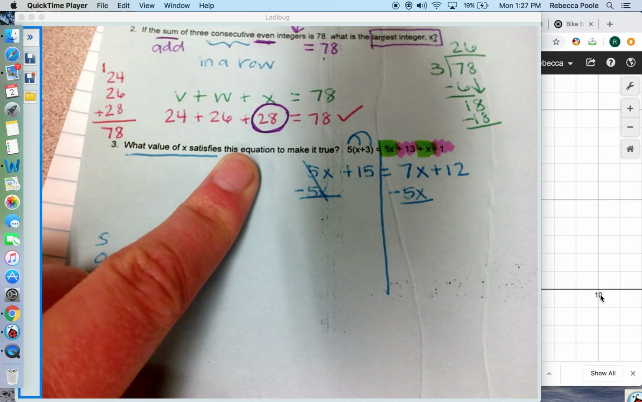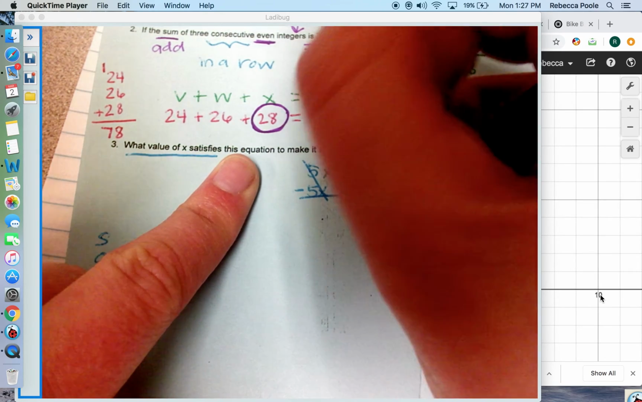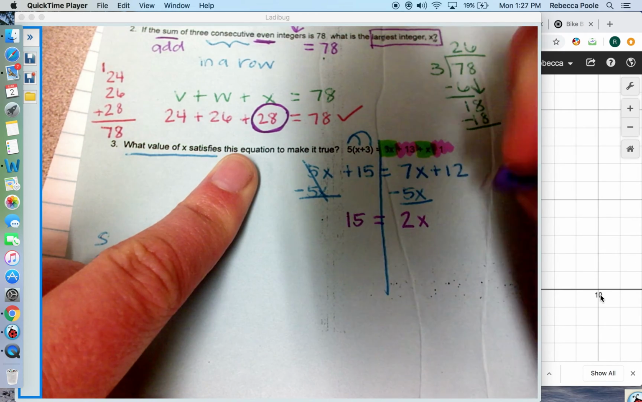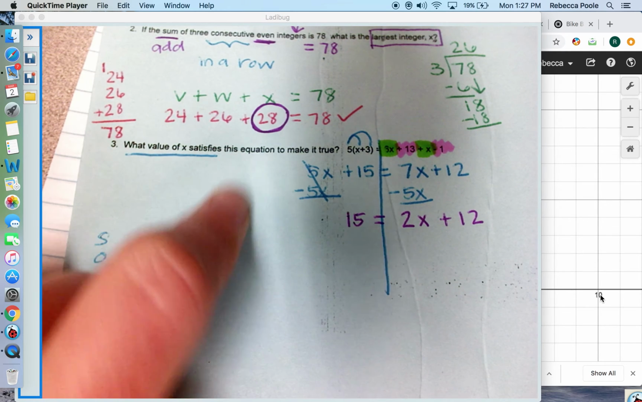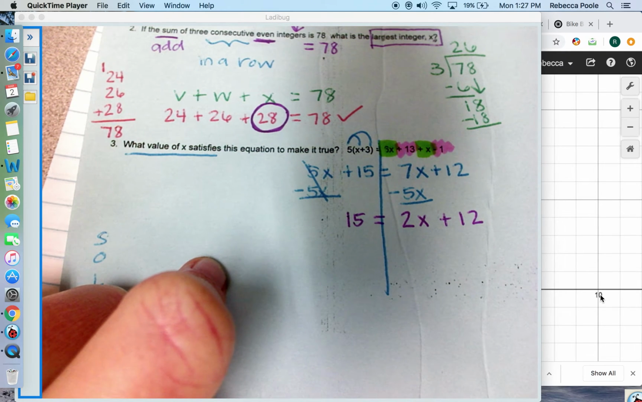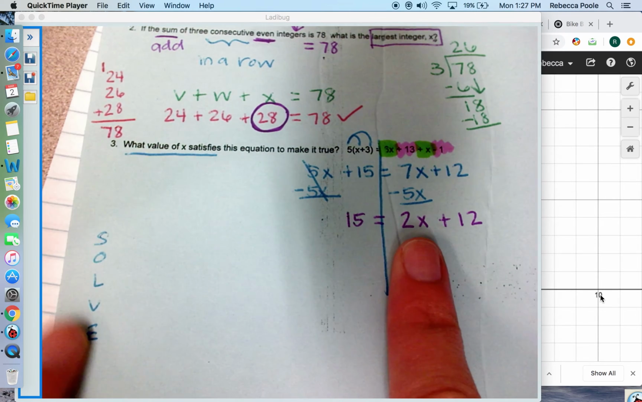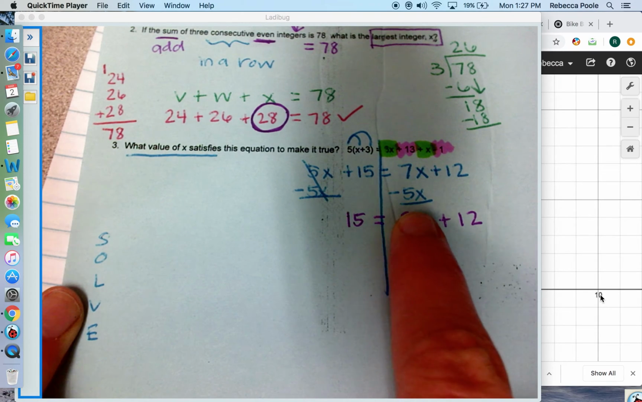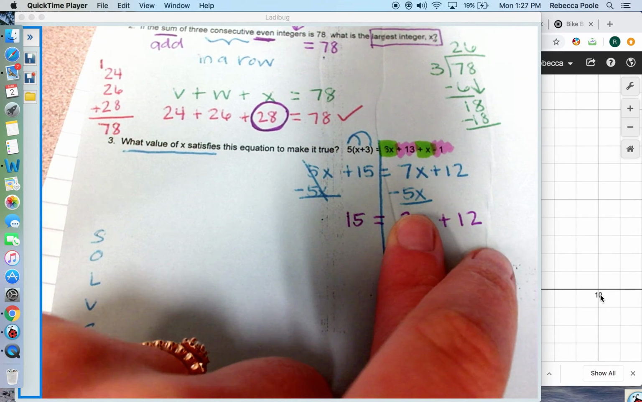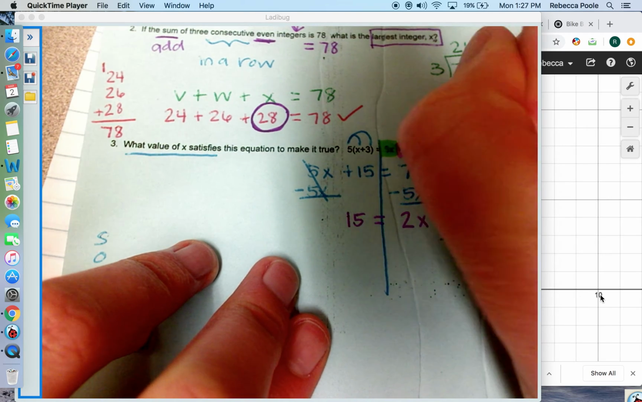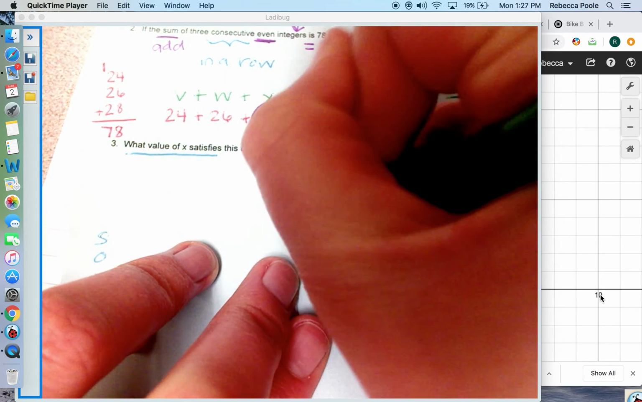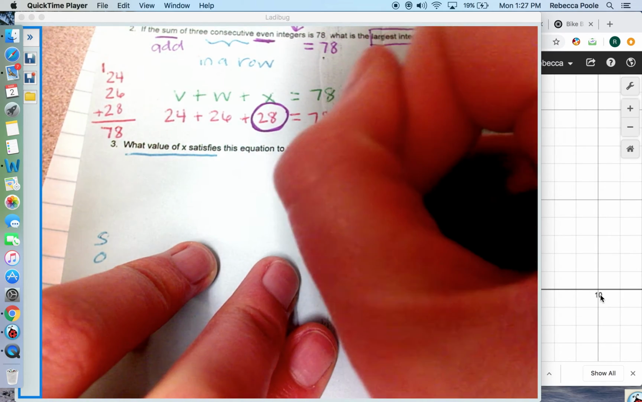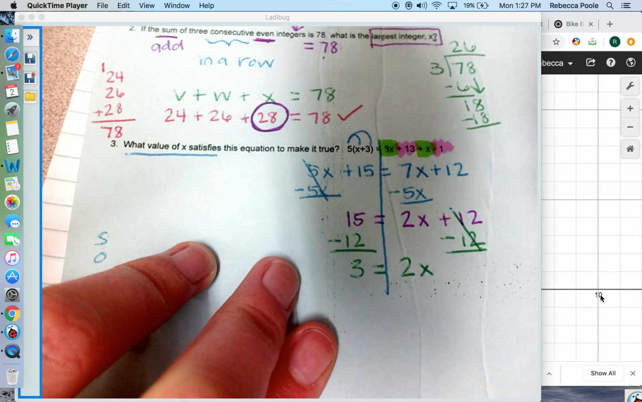Okay, so now I'm left with 15 equals 7x minus 5x is going to give me 2x plus 12. All right, and from here, locate x and cover it. So I'm going to cover my variable. So variable covered, what do I need to move? A positive 12. So you move a positive 12 by doing the opposite. What you subtract from one side, you subtract from the other. 15 minus 12 is going to give us 3 equals 2x.